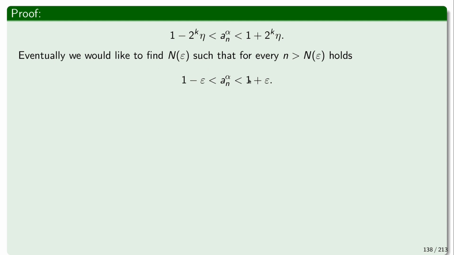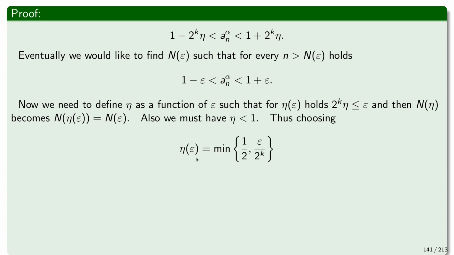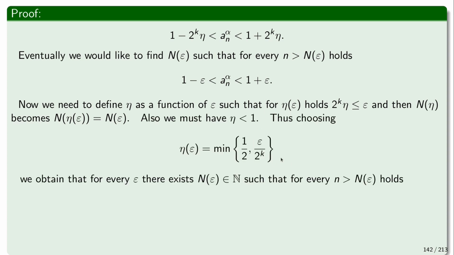Sorry if I'm saying this too fast, but this is just a recap. Right, so this is the goal. This is the end result of what we want to prove. And now this implies that we can choose eta to be smaller than 1, and we need this to be smaller than epsilon. So this is the way we choose eta of epsilon.